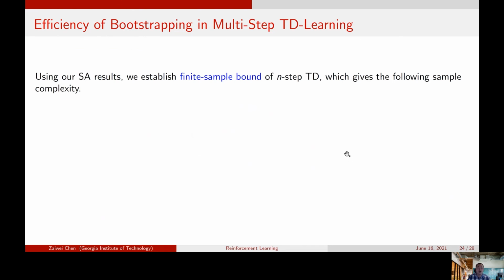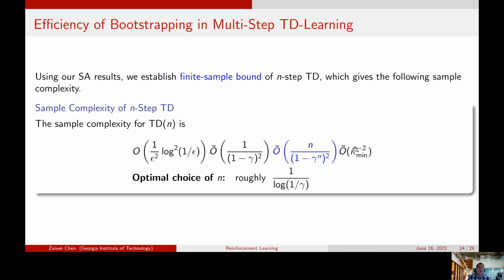Because of time limit, I'm not going to show the finite sample bound here, but I'm going to show the sample complexity bound, which is an implication of the finite sample bound. So the sample complexity bound of n-step TD is presented here. Similarly to Q-learning, we have the dependency on the accuracy, which is epsilon to the power minus 2. And there is a dependency on the effective horizon, which is 1 over (1 minus gamma) to the power 2. And the last term captures the quality of exploration.